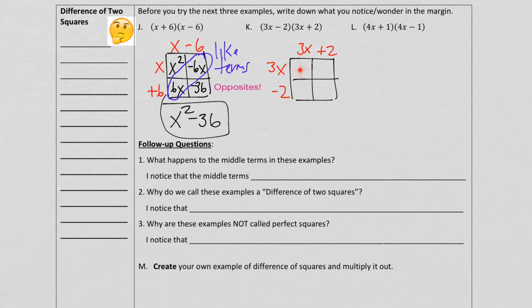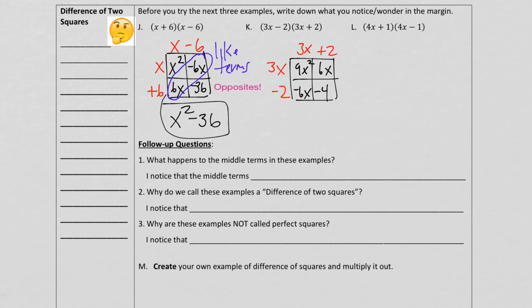So for this first empty box, 3x times 3x, well, 3 times 3 will be 9, and then x times x is x squared. So this is 9x squared. In this next empty box, 3x times 2 is 6x. This goes here. Down here, 3x times negative 2 is negative 6x. And then to finish this problem, negative 2 times 2 is negative 4, which goes in this box.